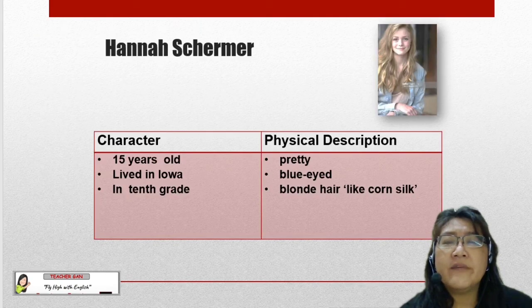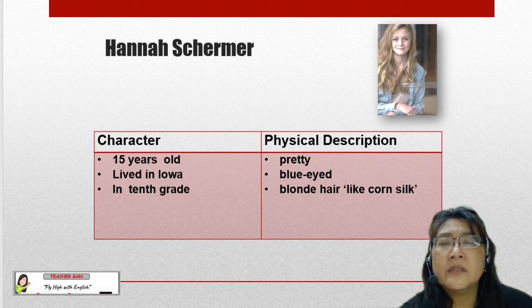The second character in the novel Dear Mr. Kilmer is Hannah Schroeder. Hannah is 50 years old and she lived in Iowa. She was in the 10th grade. Physical description: she is pretty, she's blue-eyed, and she has blonde hair like corn silk.